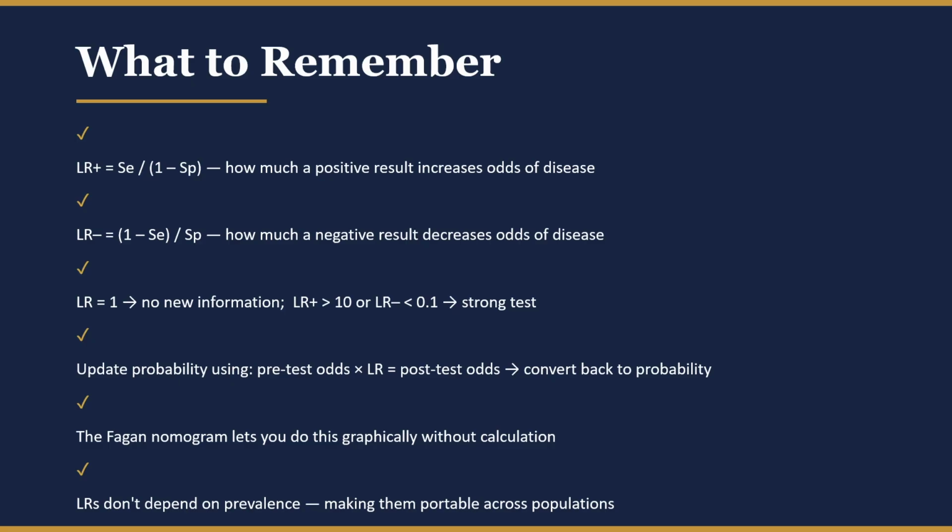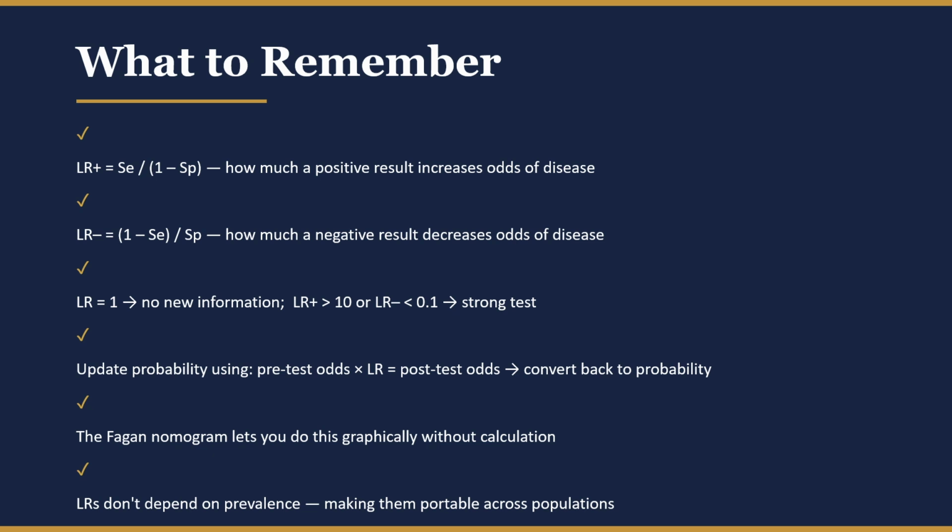Summary. LR plus equals sensitivity divided by 1 minus specificity. It tells you how much a positive result increases your odds of disease. LR minus equals 1 minus sensitivity divided by specificity. It tells you how much a negative result decreases your odds. An LR of 1 gives you nothing. LR plus above 10 or LR negative below 0.1 are strong results.